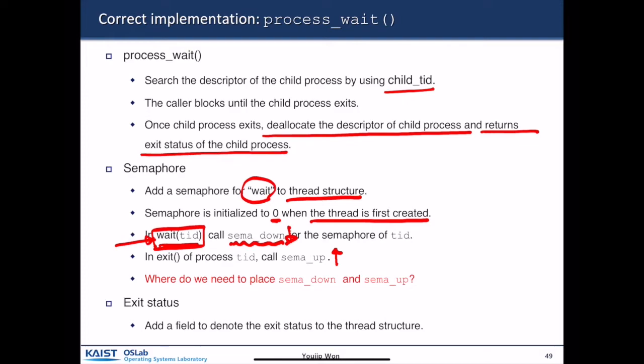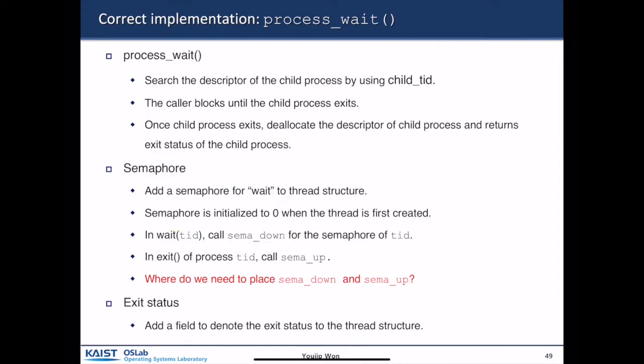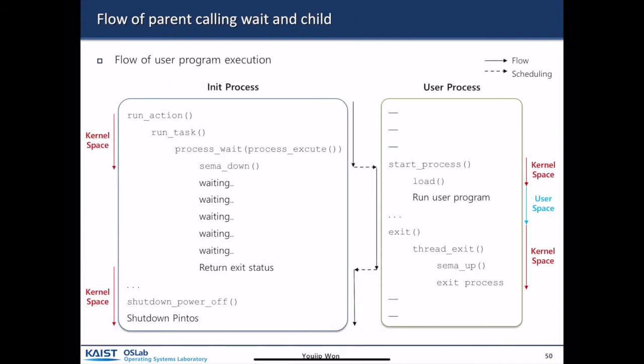And also in the exit, the process has to return its exit status. So we need to add a field to the structure thread to denote the exit status of the thread structure. So this is the block diagram, the control flow diagram of how we add a semaphore. In process wait, we call sema down. And then in exit, we call semaphore up.